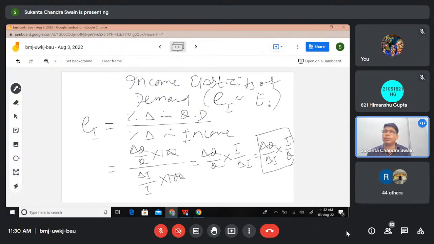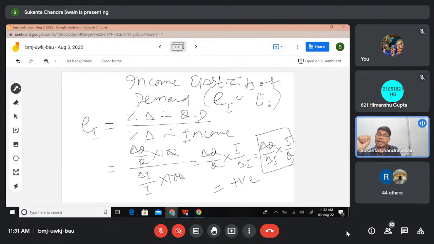Del Q and del I, what is their sign? Ordinarily, generally, del Q and del I are both on the same side. Why? If income increases, demand will increase. If income decreases, demand will decrease. It is not for every commodity. Generally, ordinarily it happens. So therefore we can say out of these four terms in the formula, two are positive for sure and two are either positive or negative. That means the sign will be what? Positive. Always it will be positive. But as I told, it is not applicable for all the commodities. There could be negative also.